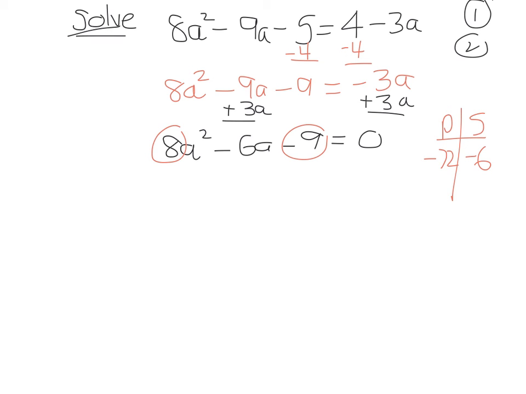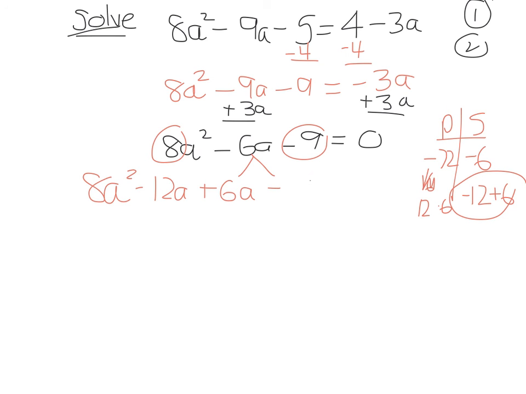Oh, I did make a mistake. No, I didn't. No, it's all good. So the two numbers are going to be 12 times 6, I believe. 12 times 6. And I'm going to have a negative 12 and a positive 6. So I'm going to rewrite this term with these two. So I have 8a squared minus 12a plus 6a minus 9 equals 0.